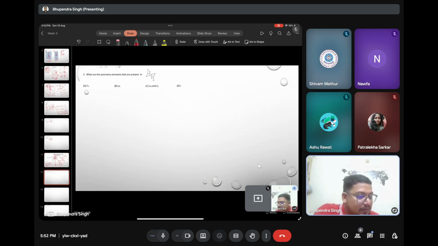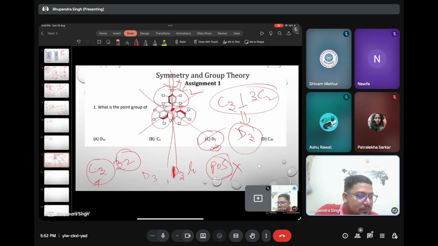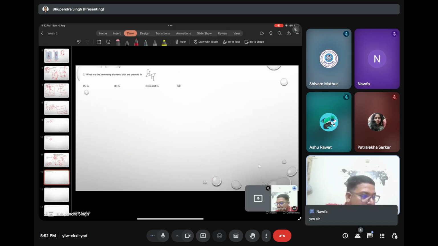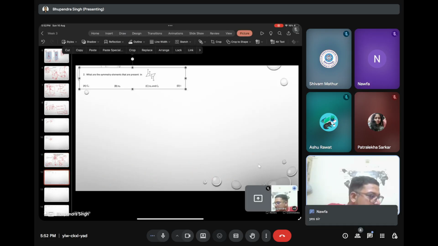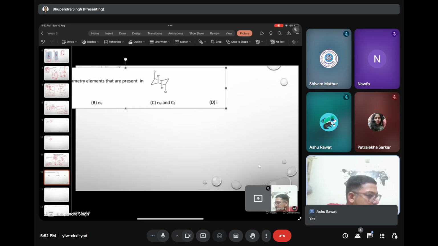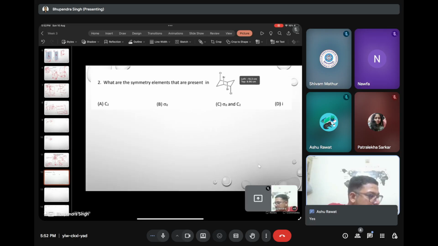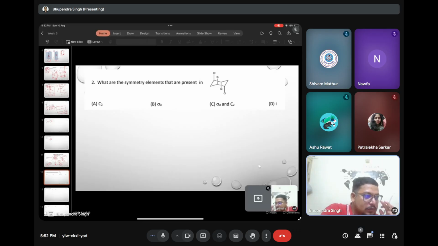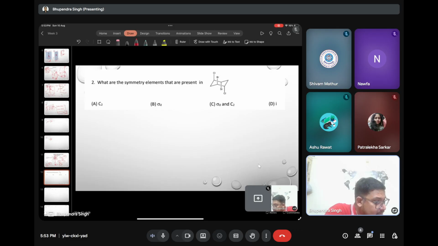Next, are you able to follow this one? Yes, sir. Okay. Tell me, what are the symmetry elements that are present in this molecule? This is interesting actually.